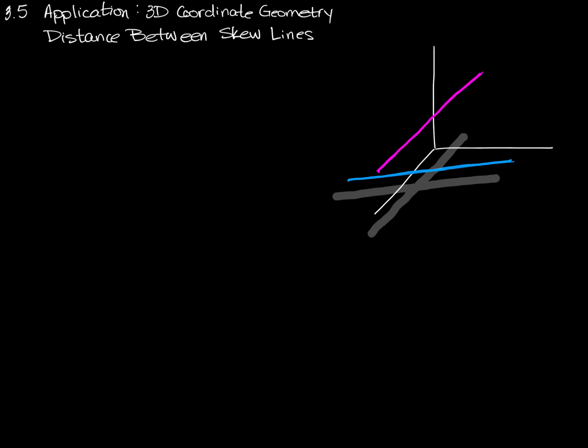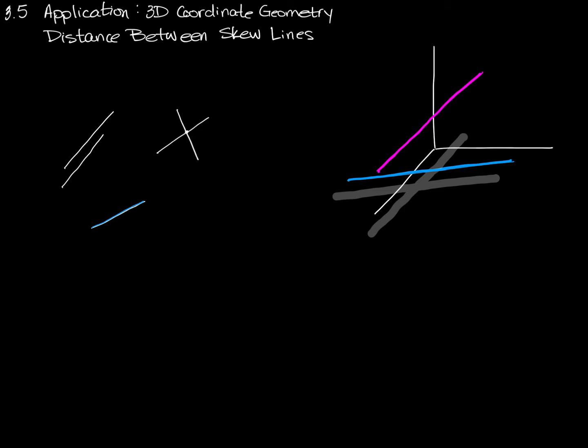If we're going to talk about the distance between two skew lines, we have to know what skew lines are first. In R2, we can have two lines that are parallel, and they'll never touch. Two lines that cross, and so they'll touch at one point. Or two lines that are, to all intents and purposes, the same line. One is right on top of the other, so they touch everywhere.